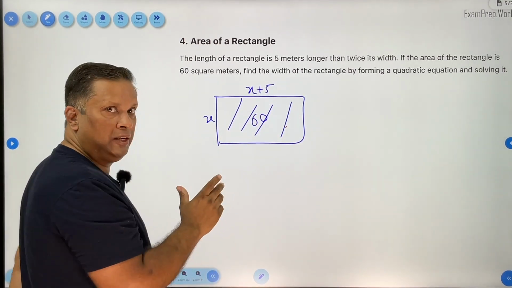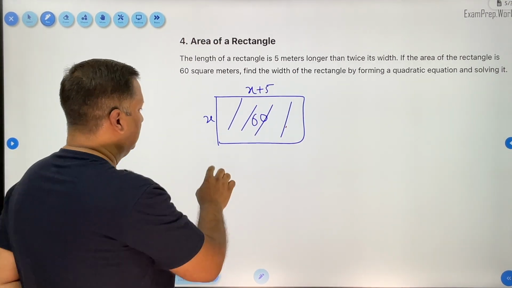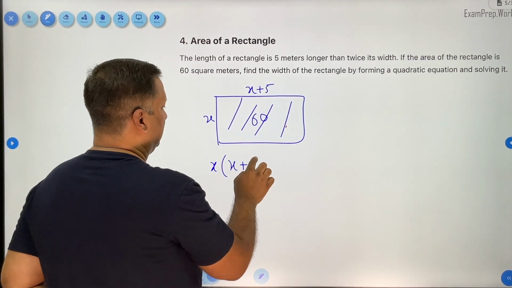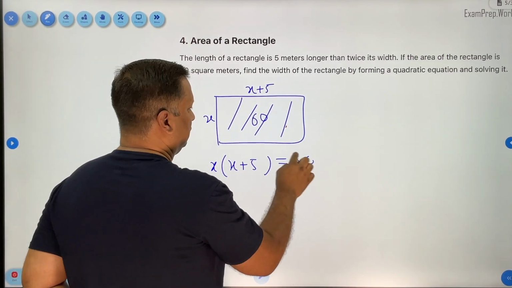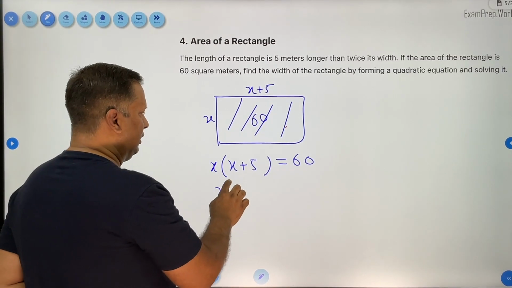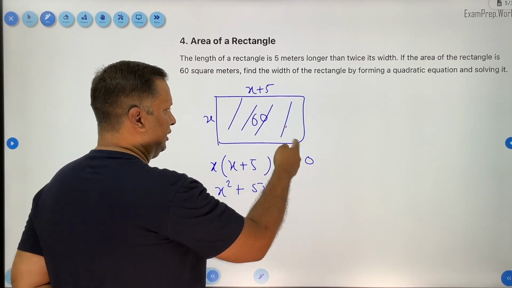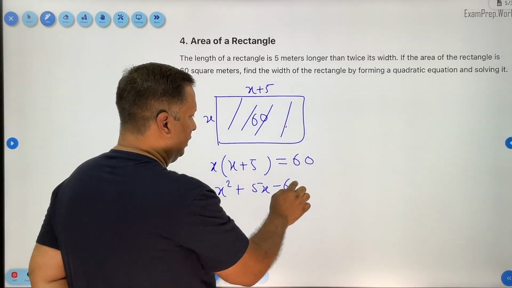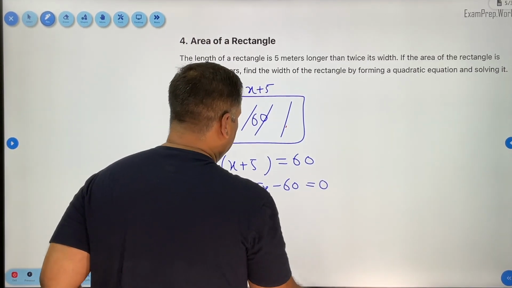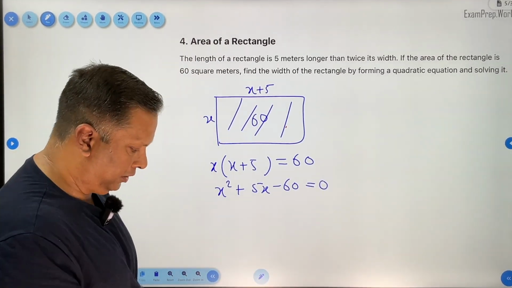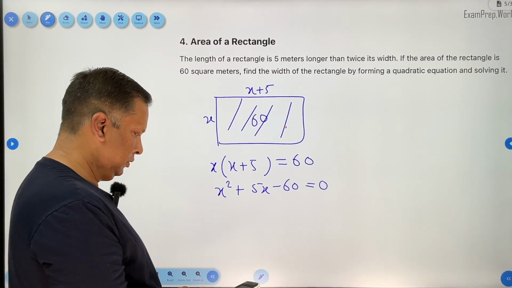So how does this come? Area is length times width. So x into x plus 5 equals 60. Make it a quadratic: x squared plus 5x, get the 60 over here, minus 60 equals 0. Okay. Now find the value of x. Use the quadratic formula, it will be fast.